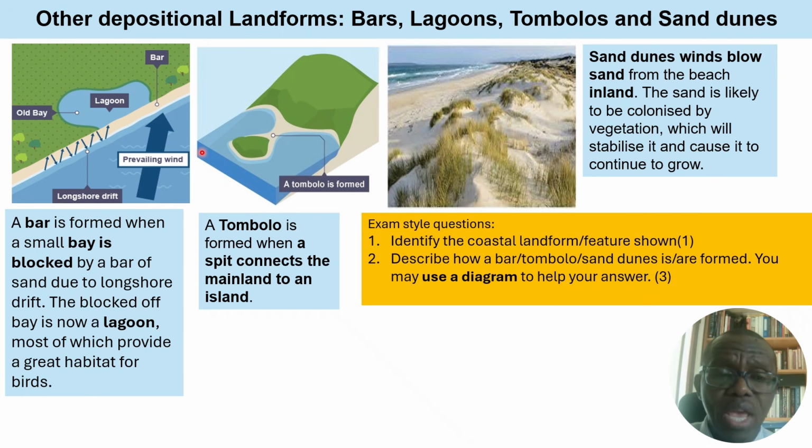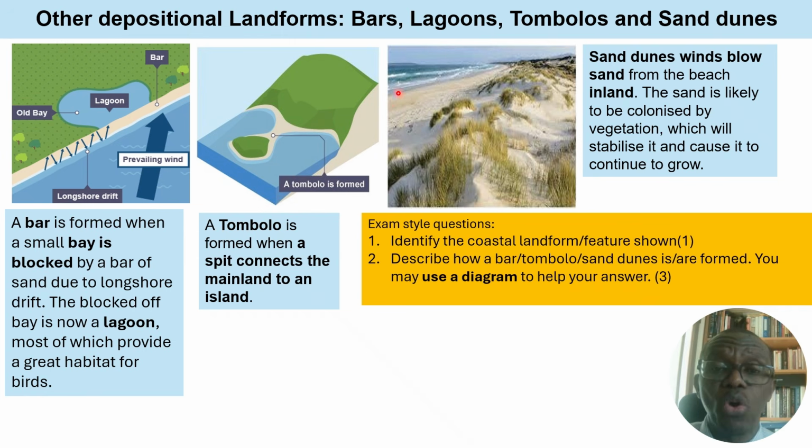Then we have a tombolo. Now a tombolo is where you have longshore drift connecting the mainland to an island that is offshore. So as you can see, these two here have been connected, and that connection is what we are referring to as the tombolo. Then we also have sand dunes, and sand dunes occur when winds blow sand inland.